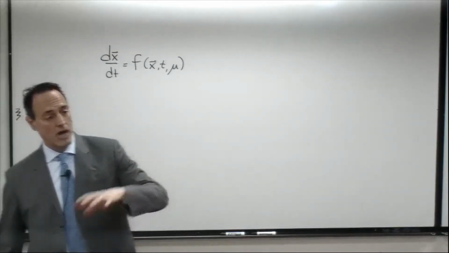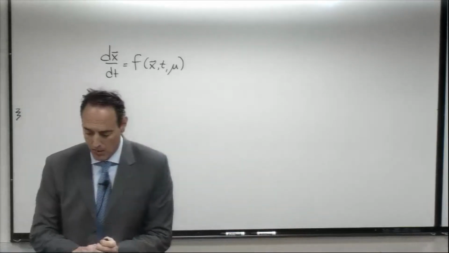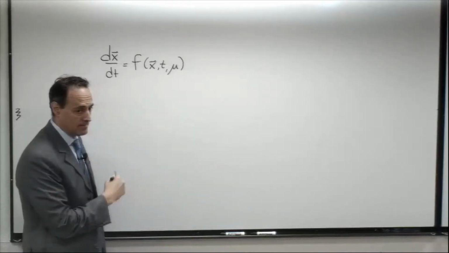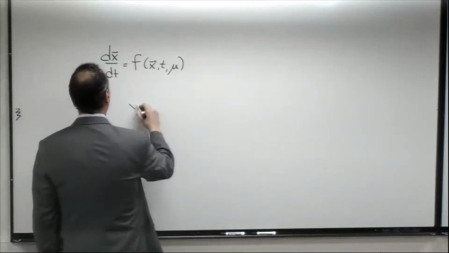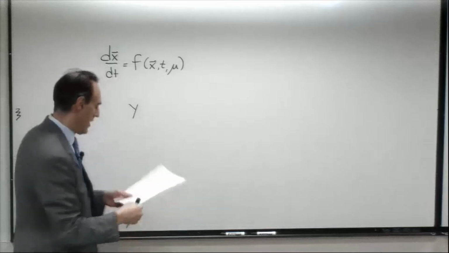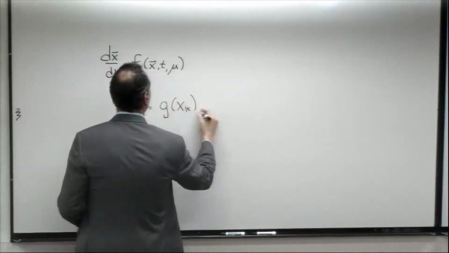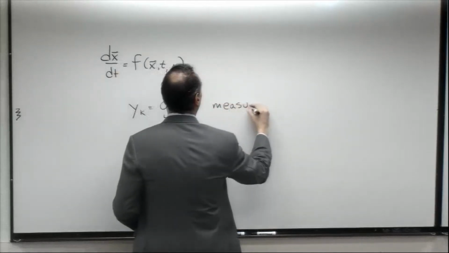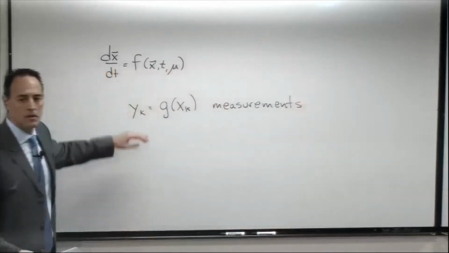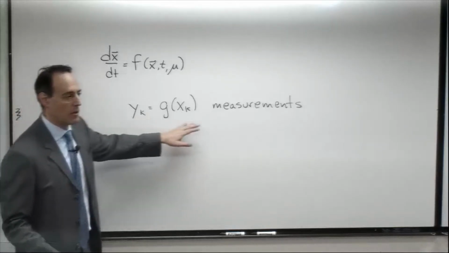By the way, so how's the world changing? The world changes in the following way. I have measurements of this system at different points in time. Let's call y my measurement at some time, and I'm going to denote this by k. I got measurements. And by the way, notice the way I wrote it.